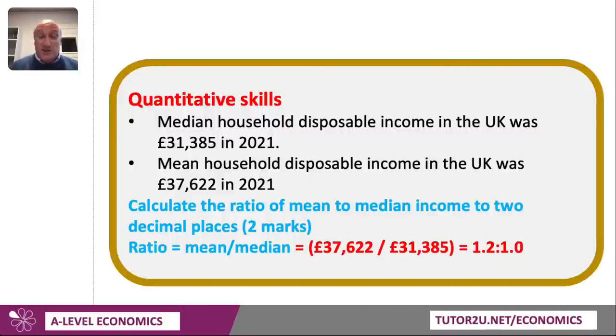Now, if you put 1.2, you get a credit, clearly. If it was 3 marks, you'd have to put the ratio in to the answer. Just very quickly, can somebody post in chat, maybe? Why is the mean disposable income in the UK over £6,000 higher than the median? What do we think for that? Why is mean so much higher than median?